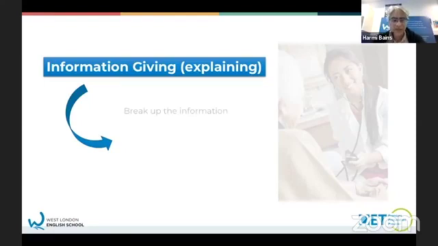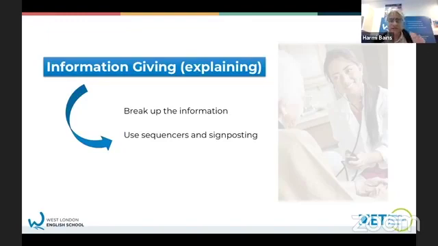Okay, so with information giving, remember to break up the information. Don't give lots of information in one go. Break it up. And if you can as well, use those sequences and signposting. These can really help. Tell the patient in advance what you're going to do, and use those words firstly, secondly, and then, because you can kind of get marks for those as well. So use sequences and signposting where you explain, clarify.